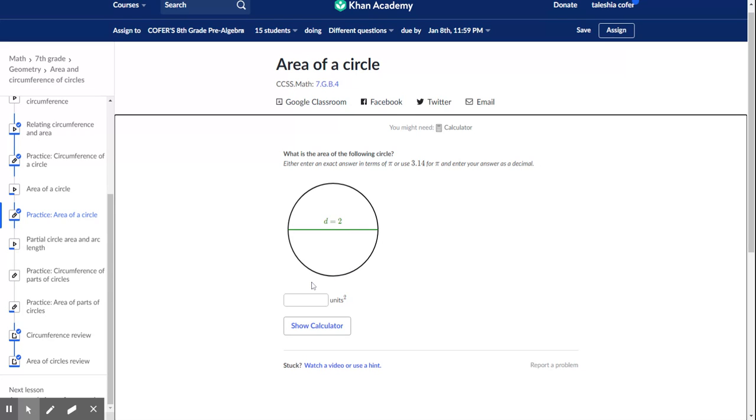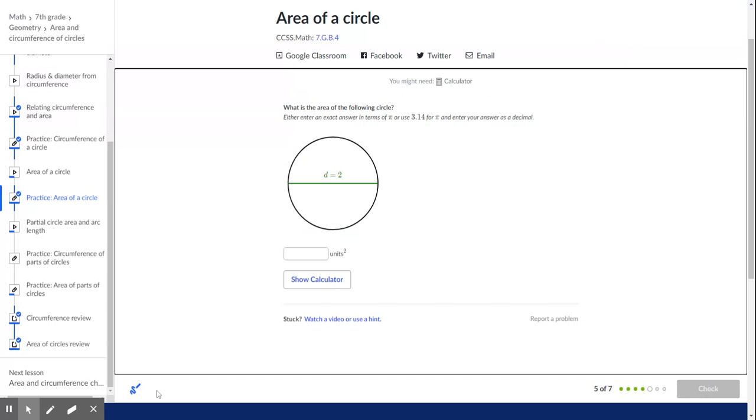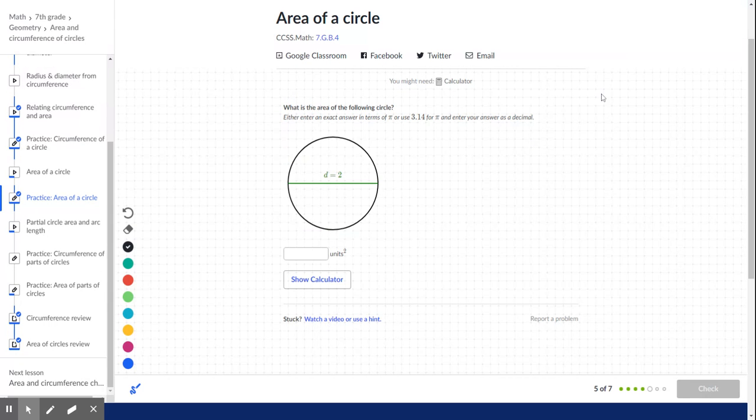On this one, they want to know what the area is, and they give us the diameter here. So we need to use that diameter to find the radius. I know that if I take my diameter and divide it by 2, it gives me my radius. 2 divided by 2 equals 1, so that means r equals 1 in this case.